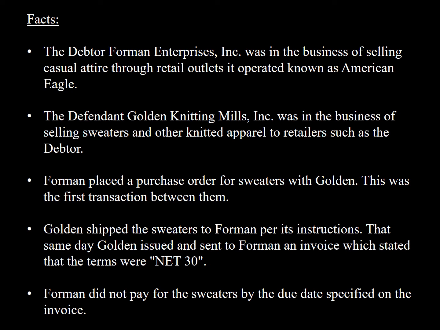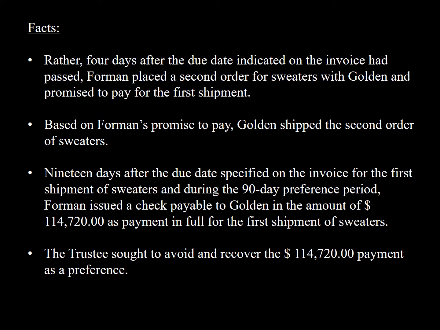All right, so the debtor was in the business of selling casual attire, and Golden was in the business of selling sweaters. So if your mom told you don't be a big shot, wear a sweater when you go outside, you may have bought them from Golden. Who knows? Anyway, the sweaters were shipped to Foreman, and then an invoice was later sent, and the invoice said net 30 on it. The payment was made 19 days after the due date. So it wasn't paid in 30 days after the receipt of the invoice. It was paid in 49 days.